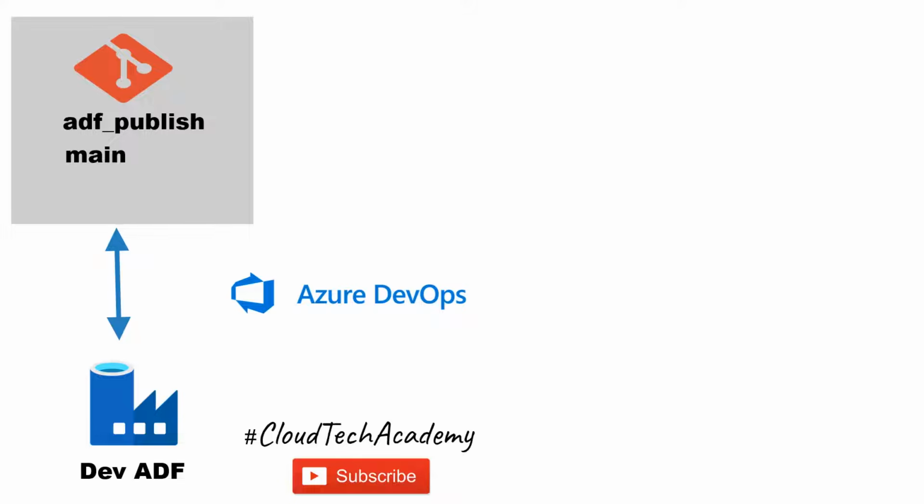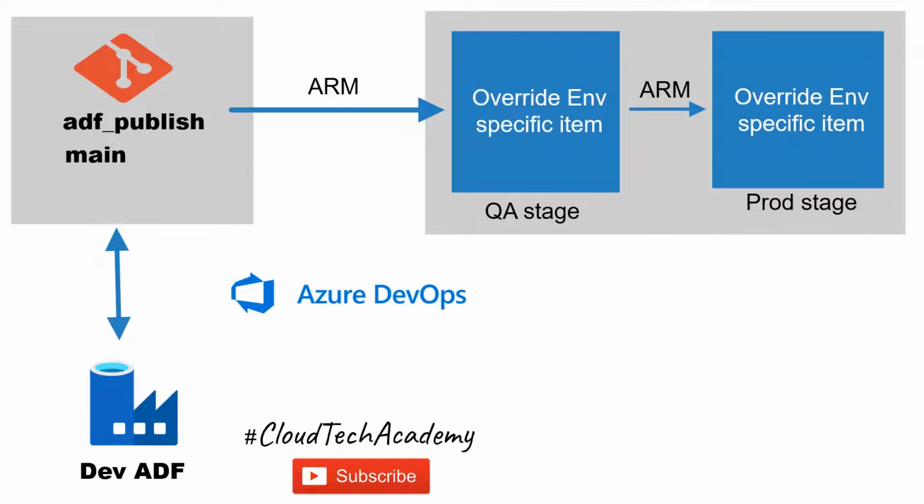We will pick up the ARM template of the dev Azure Data Factory from our repository, and we will override certain parameters. Let's say, for example, in the dev Azure Data Factory you will be using the dev SQL database connection string, whereas in QA and prod you will be using the respective database connection string.